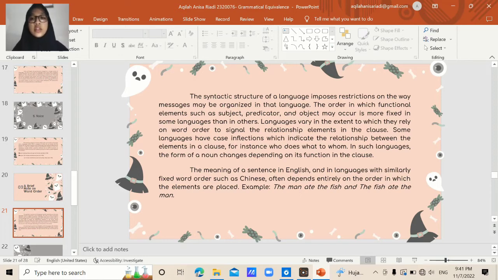Languages vary in the extent to which they rely on word order to signal the relationship between elements in the clause. Some languages have case inflection which indicates the relationship between the elements in the clause, for instance, who does what to whom. In such languages, the form of a noun changes depending on its function in the clause. The meaning of a sentence in English and in languages with similarly fixed word order, such as Chinese, often depends entirely on the order in which the elements are placed. For example, the man ate the fish and the fish ate the man.